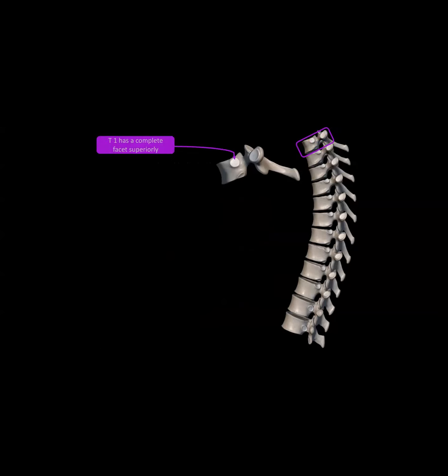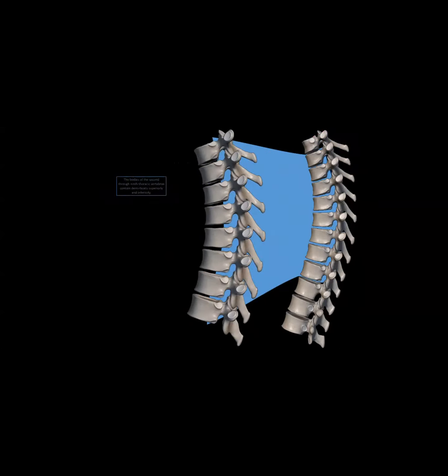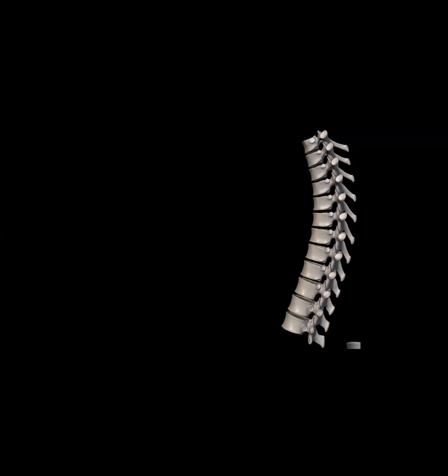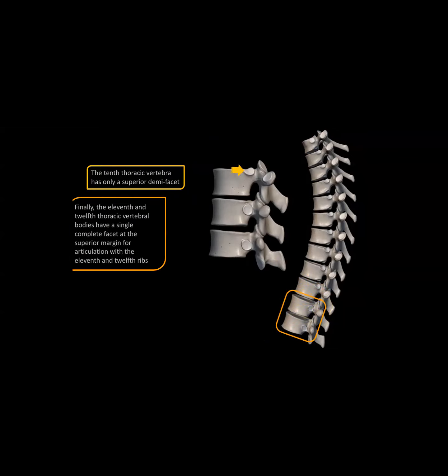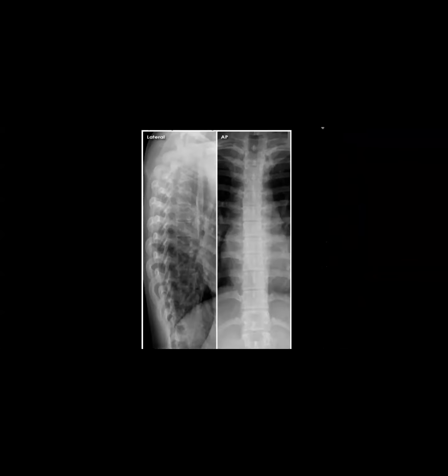T1 has a complete facet superiorly and a demifacet inferiorly. The bodies of the second through the 9th thoracic vertebrae contain demifacets superiorly and inferiorly. The 10th thoracic vertebra has only a superior demifacet. Finally, the 11th and the 12th thoracic vertebral bodies have a single complete facet at the superior margin for articulation with the 11th and 12th ribs.